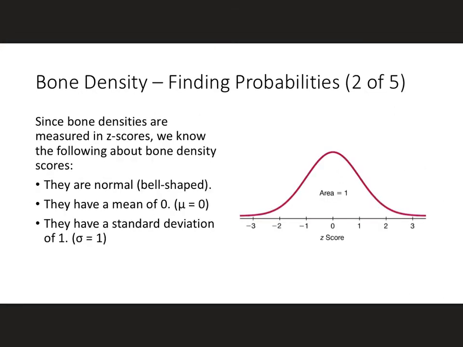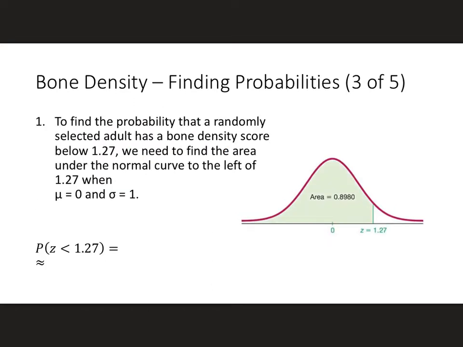Since bone densities are measured in z-scores, we know the following about them. They are a normal distribution, so they're bell-shaped, and since they're measured in z-scores, they have a mean of 0 and a standard deviation of 1. And this is where that standard normal distribution comes into play. To find the probability that a randomly selected adult has a bone density score below 1.27, we need to find the area under the normal curve to the left of 1.27, when, of course, our mu is 0 and our standard deviation is 1.